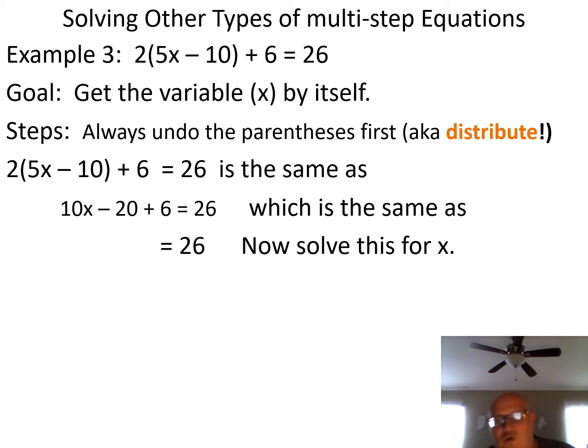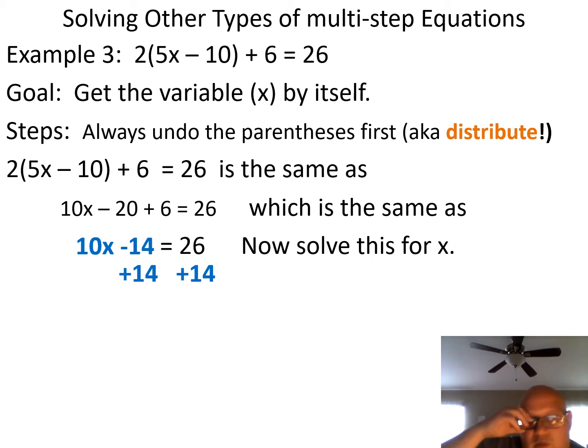I still got like terms on the left side of the equal sign, so I'm going to rewrite that. Now I got 10x minus 14 equals 26. And you guessed it, now we just solve this equation. So now the minus 14 and 26 are like terms. They want to be together, so let's get them on the same side.